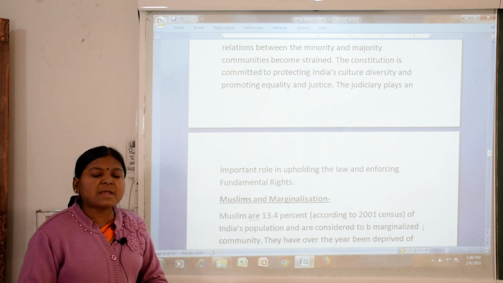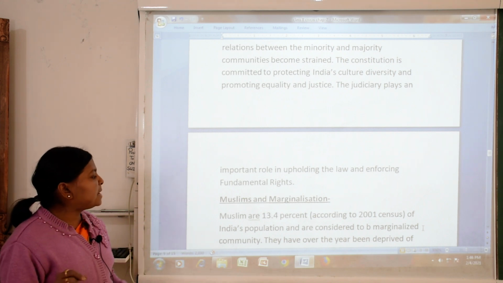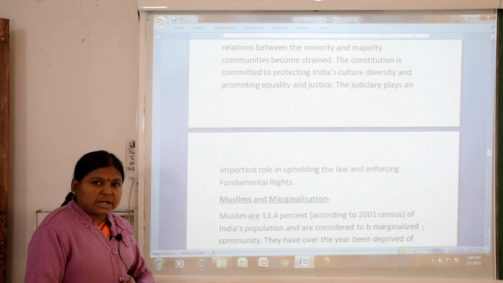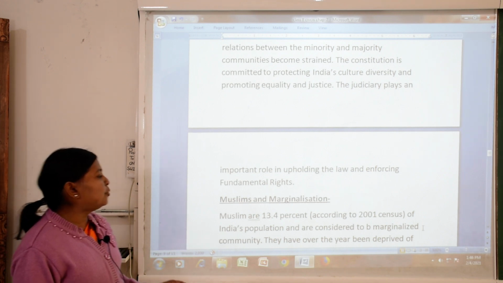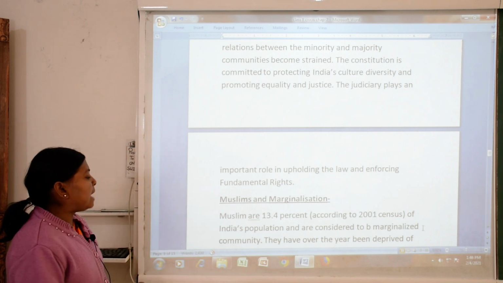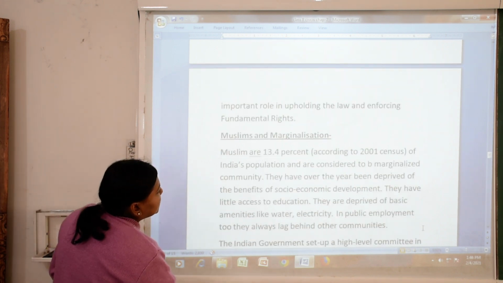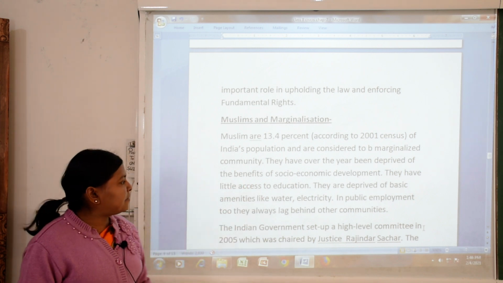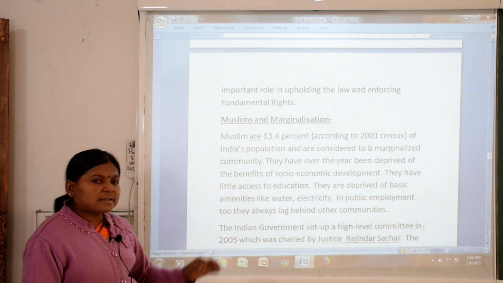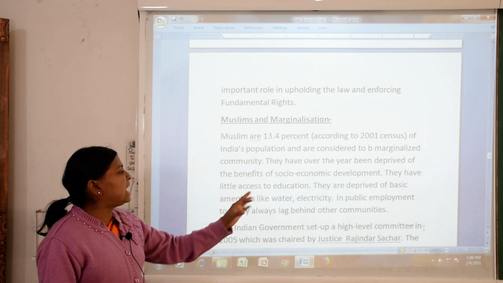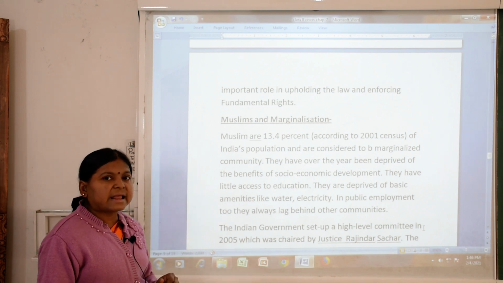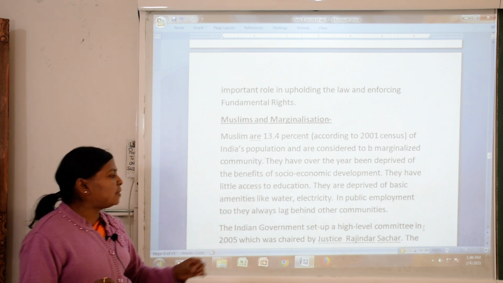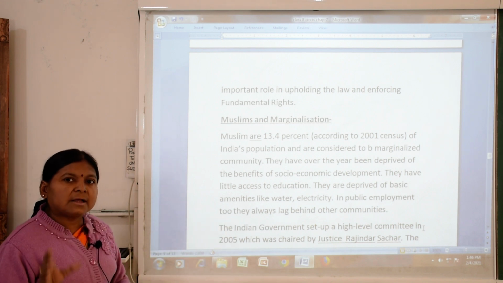Do you know Muslims are about 13.4% of India's population according to the census, and they were considered a marginalized community, and over the years they have been deprived of the benefits of social and economic development. They have little access to education, and they are deprived of some basic amenities like water and electricity. So in public employment too, they always lag behind other communities.